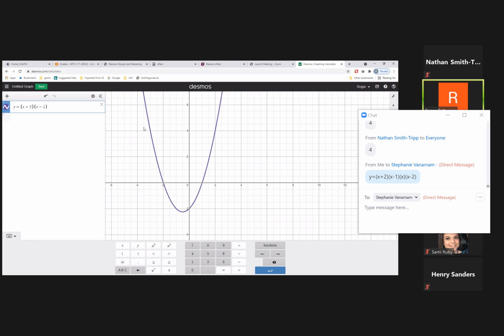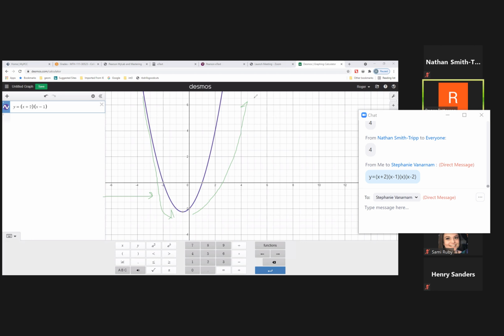Intervals of increasing, decreasing. So we know that we always go left to right for that. So this is decreasing. Okay. This is decreasing, and then this is increasing. Those are intervals of increasing and decreasing.